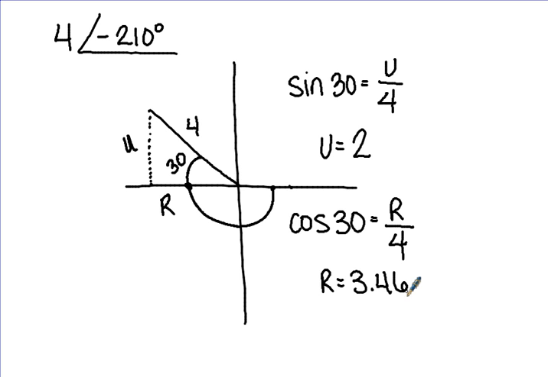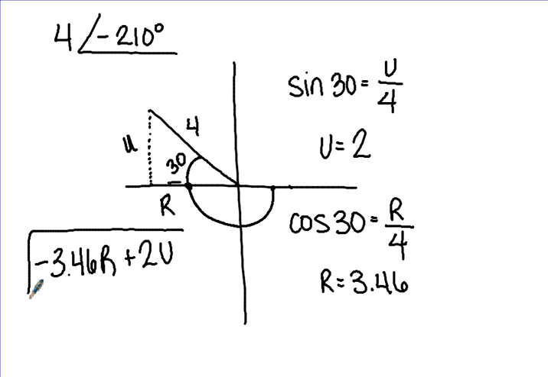In rectangular coordinates, we write the r value first. Notice that the r is on the negative axis, so r is going to be negative, so we have negative 3.46 r. And notice that u is positive because it's on the positive y-axis, so it's going to be plus 2u. And that is our polar coordinates to rectangular coordinates.